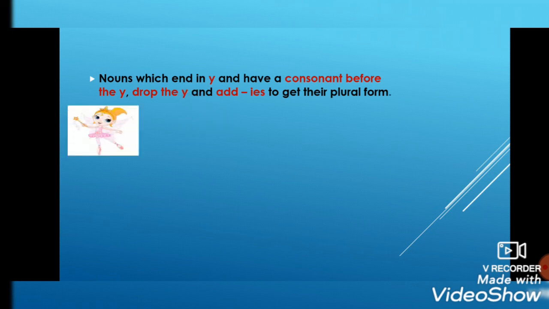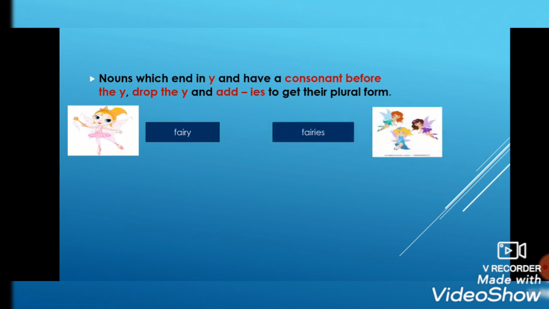For example, this is a fairy. So the plural form of fairy is fairies. Here, the noun ends with y. Directly before the y we have r, a consonant letter, not vowel letter. So we have to drop the y and add ies to get the plural form of the noun.